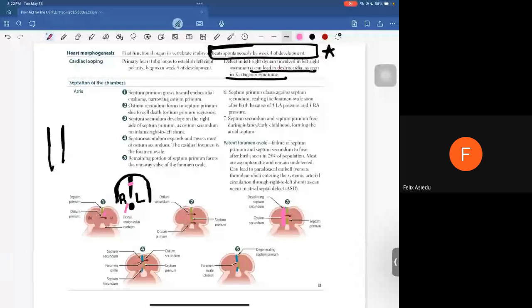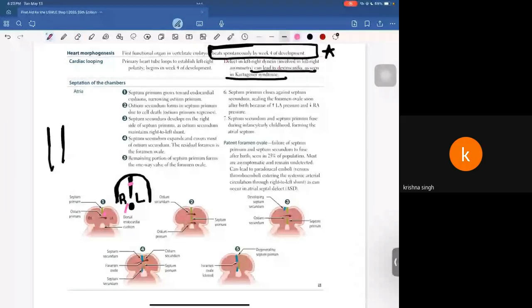So what does a right to left shunt mean? It means that the blood will flow from the right side of the body to the left side of the body. But why is this important? Why do we want to move the blood from the right side to the left side? Why is the heart in the embryological stage right to left? When we go into fetal circulation, I will explain this to you, because this is very important.